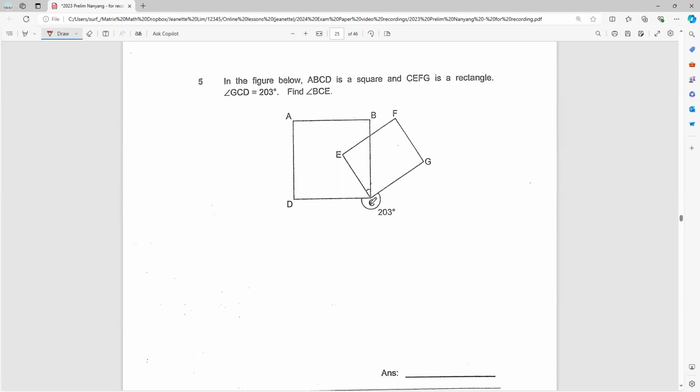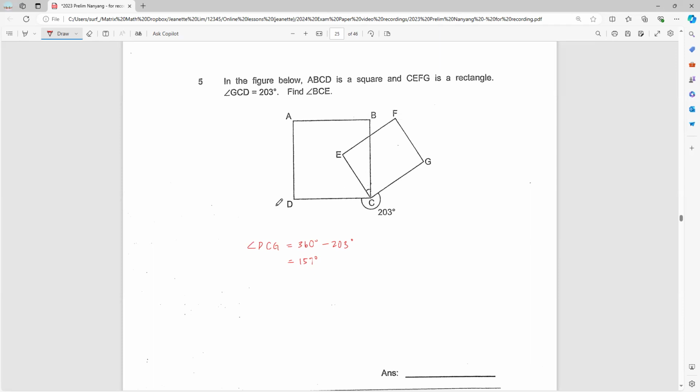Okay, so you see this 203 degrees, right? The whole thing is 360. So let's find DCG first. $360 minus 203 is 157. This whole thing here is 157.